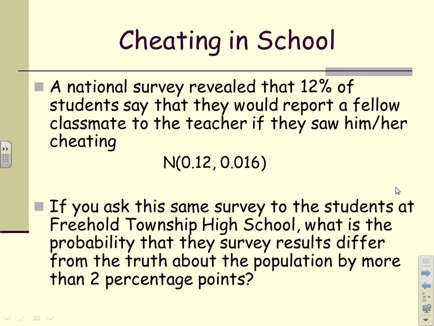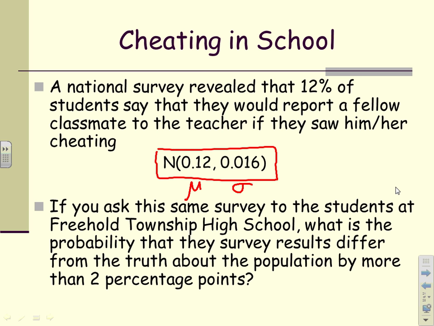So this example here says, cheating in school. A national survey revealed that 12% of students say that they would report a fellow classmate to the teacher if they saw him or her cheating. And it says here that this distribution follows a normal distribution with a mean of 0.12 and a standard deviation of 0.016. So that's what we're referring to as the national probability, the true population probability.